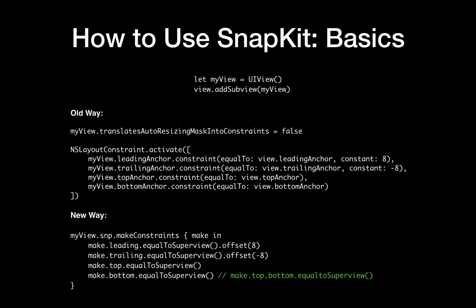And also one really cool thing is that if you want to make both the top and the bottom equal to superview, you can chain them together to do make.top.bottom equal to superview. How cool is that? There's so many fewer lines of code. It looks way better. And it's definitely a lot more readable compared to the NSLayoutConstraint activate stuff.